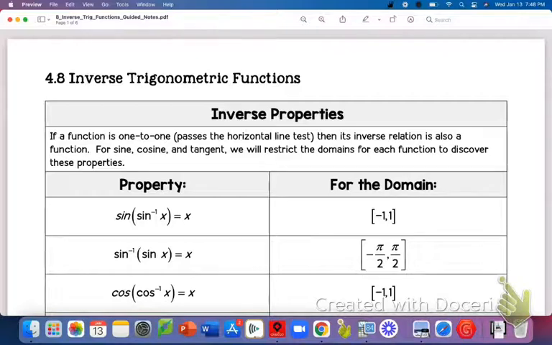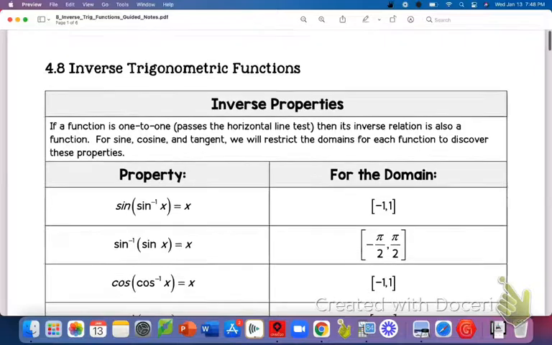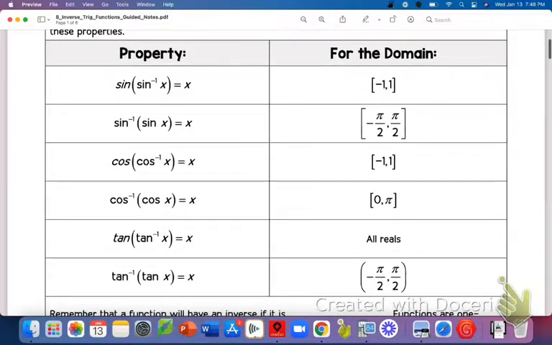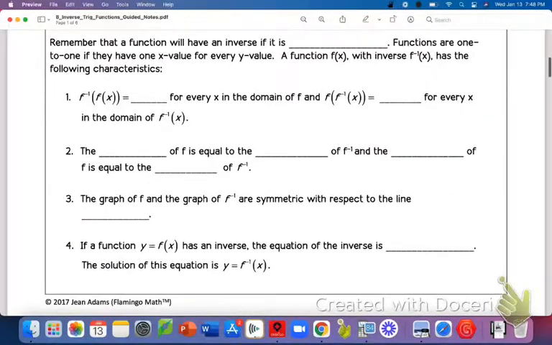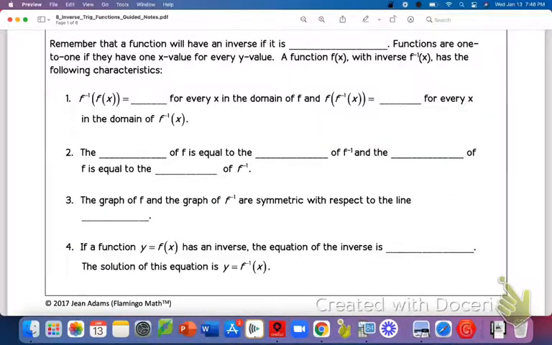So for sine, cosine, and tangent, if you think about those curves, they wouldn't clearly pass the horizontal line test, so we need to restrict the domains for each of those functions. And these are the following properties that we are going to be discovering. We'll get into those in further detail, but there they are all in one straight shot list.